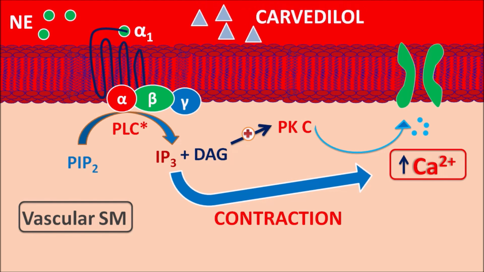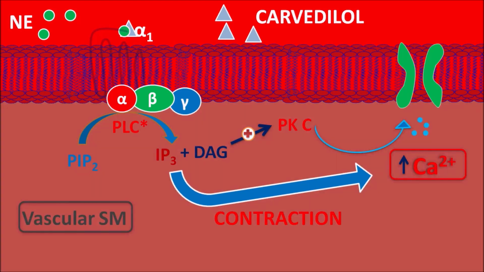Now, carvedilol is a beta blocker with alpha blocker activity. It can block the alpha-1 receptors so that it can inhibit the contraction, resulting in vasodilatation. In this way, carvedilol can reduce the blood pressure. That's why it is used as an antihypertensive agent. Now, let us see the precautions of carvedilol.